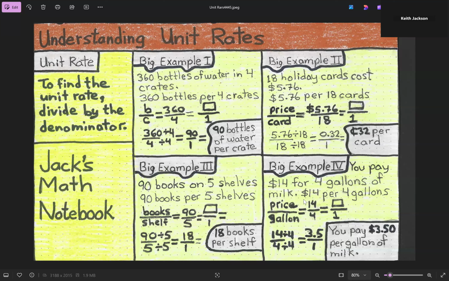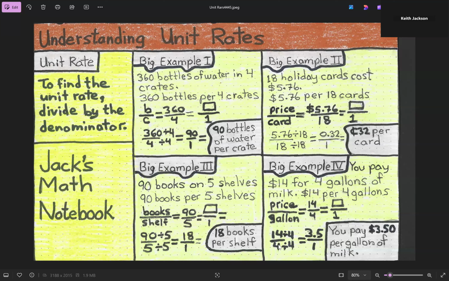And let us go to our final example, big example 4. Let's say you pay $14 for 4 gallons of milk. So the rate is $14 per 4 gallons of milk. Let's put the price in the numerator and the gallons in the denominator. When we do that, we set up the rate. But what is the unit rate? How much do you pay per gallon of milk?